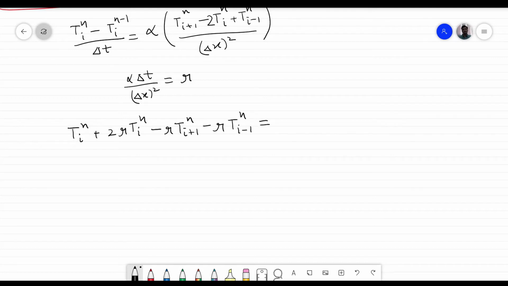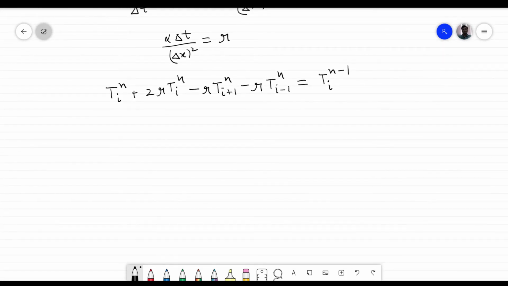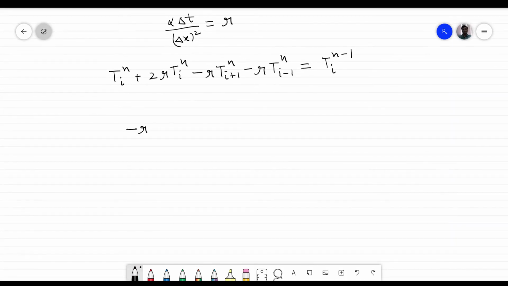On the right hand side we get ti n minus 1. So let us write it as this: minus r t i minus 1n plus 1 plus 2r tin and then minus r ti plus 1n equals ti n minus 1.